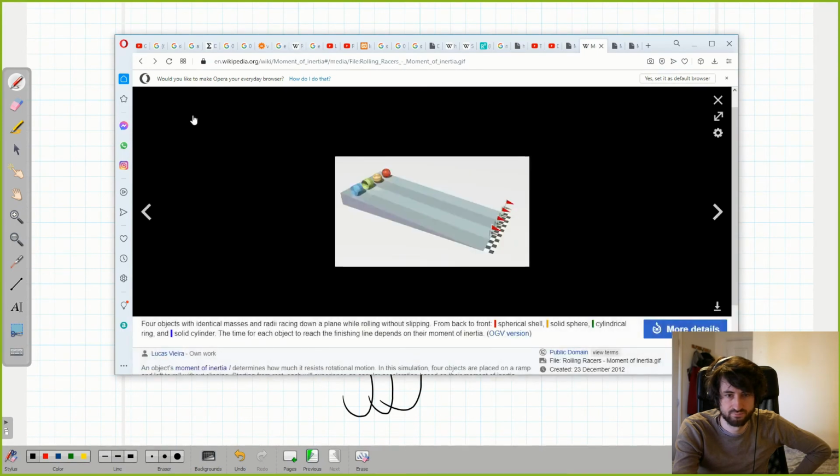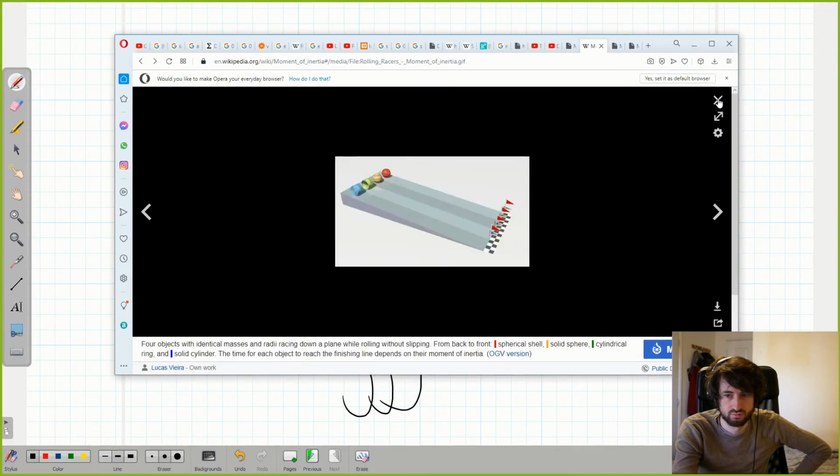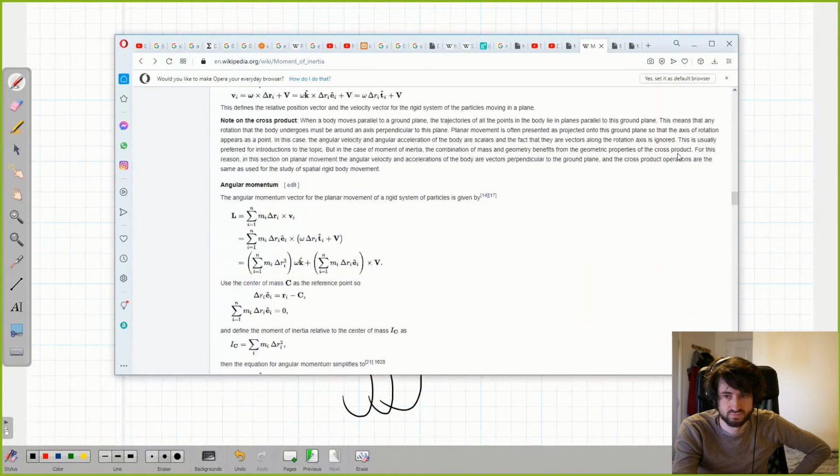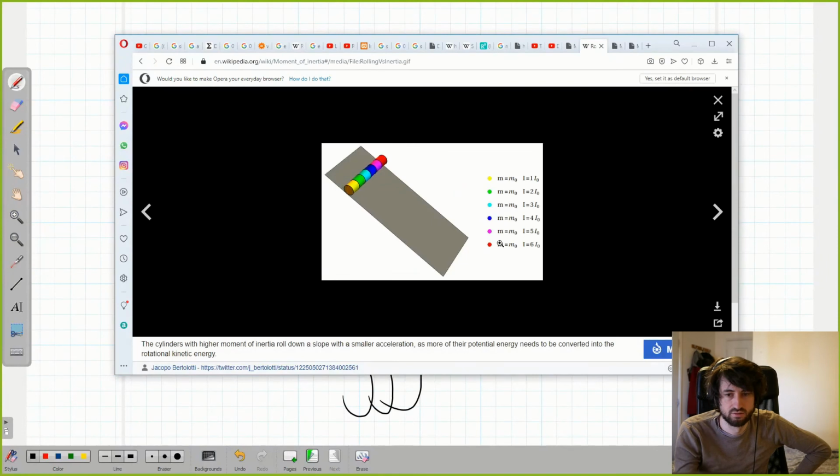There's another little animation on here. That's one of them. Oh look, these are just different cylinders where they just change the I, and they roll at different rates.